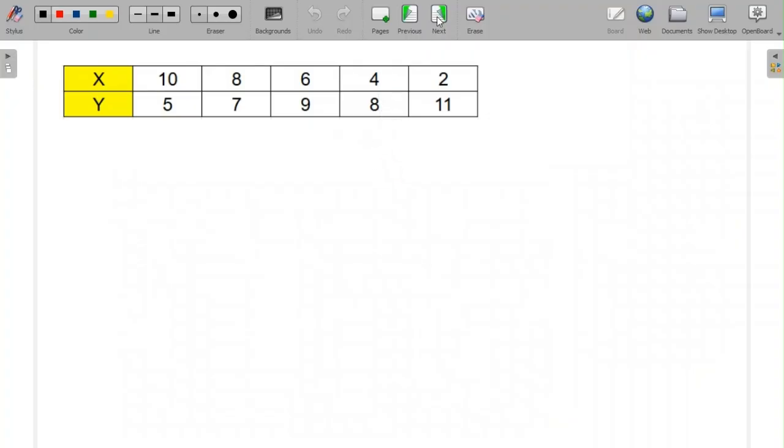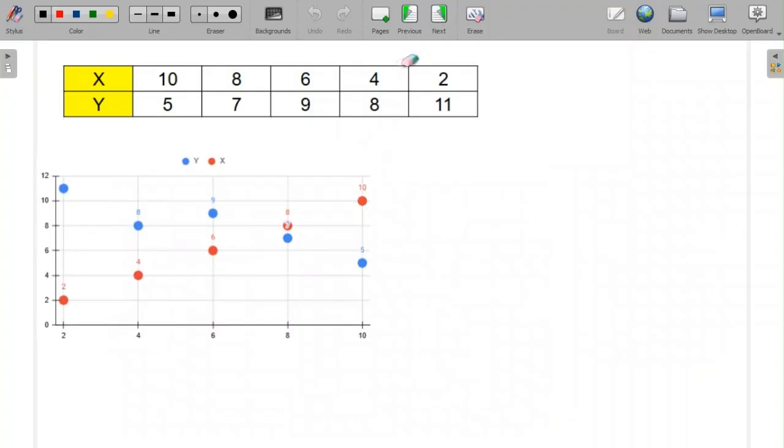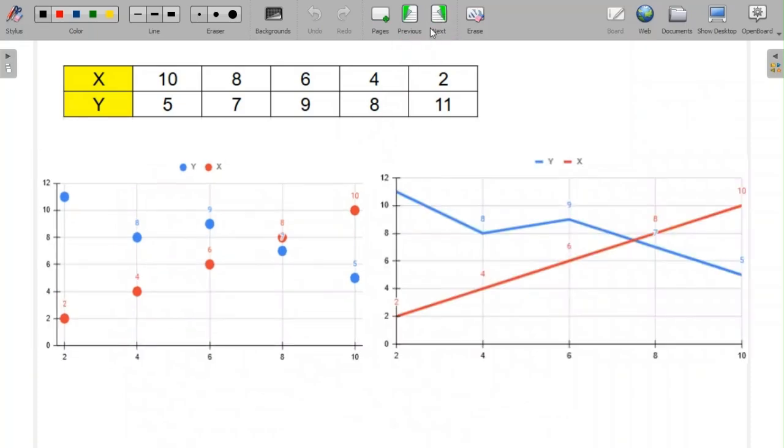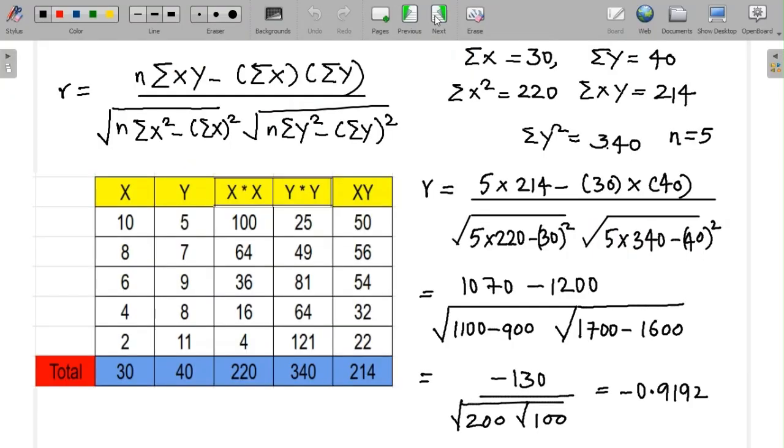Let's try and plot the trend and find out how this happens. Plotting them as points shows that they are a little mixed up. And when we connect the dots by the line, we see that they have opposite manners of increasing and decreasing. As X decreases, Y increases, which signifies that the correlation between the two, if it exists, should be negative. Let's find that out.